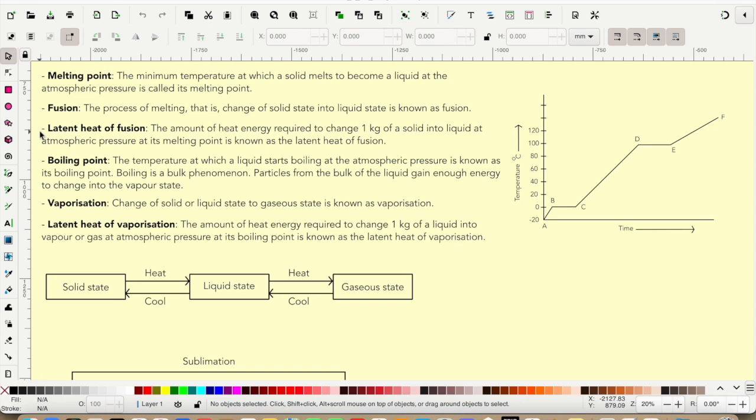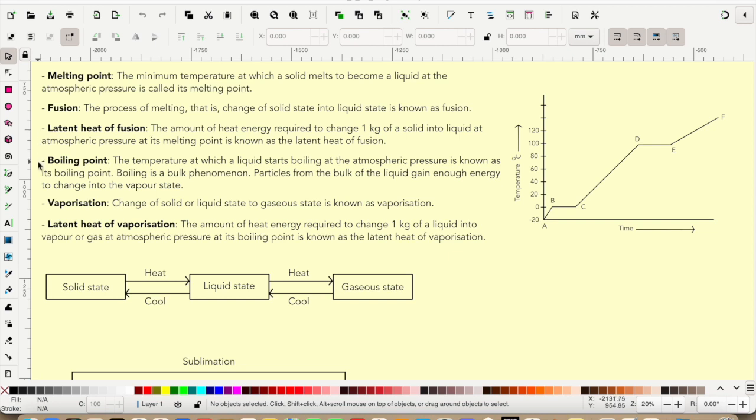Let us understand the latent heat first. We have seen in the above experiment that continuously supplying heat does not always change the temperature. During state change, temperature does not change. So what does heat do in this phase? It helps in melting the ice and boiling the water. It remains hidden, so it is called latent heat. Latent heat of fusion is defined as the amount of heat energy required to change 1 kilogram of solid to liquid at atmospheric pressure and at its melting point.